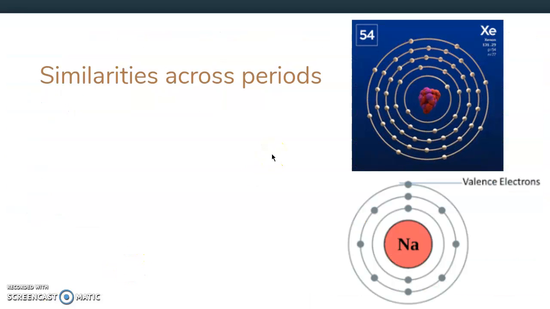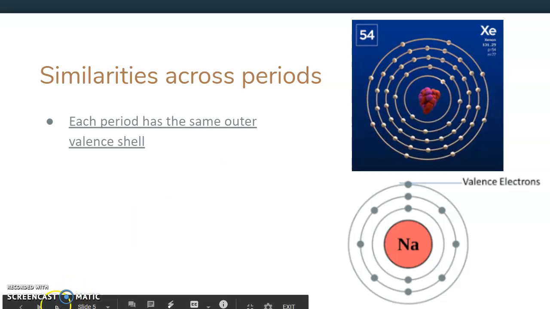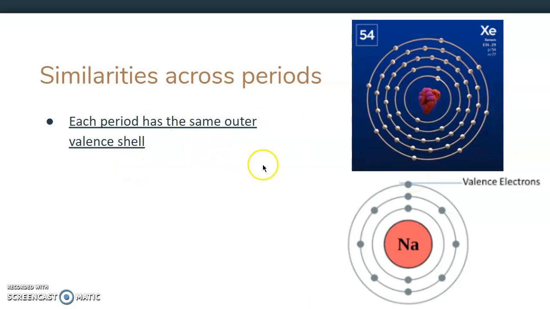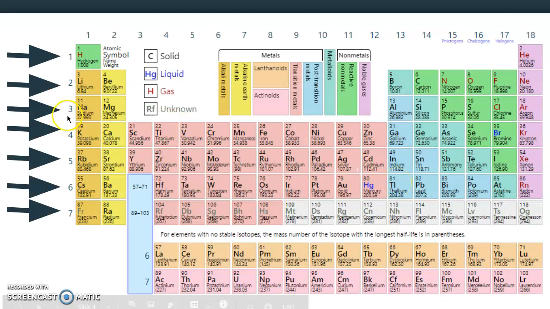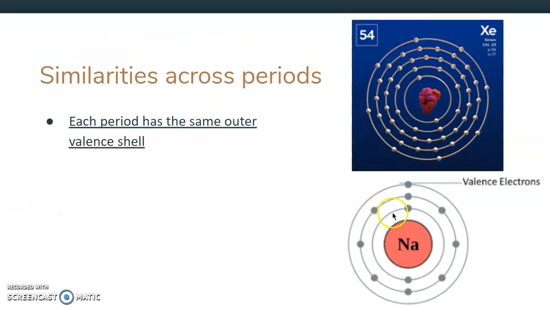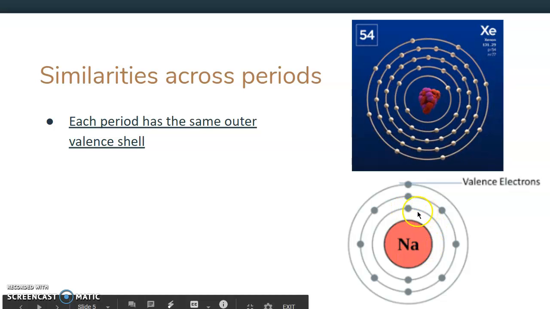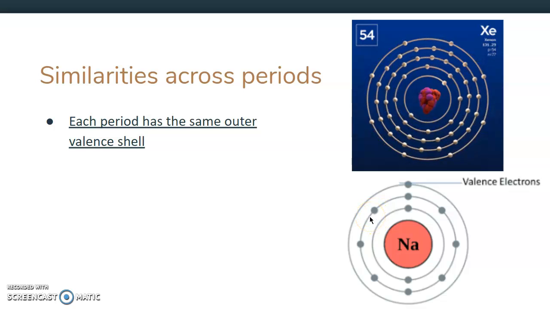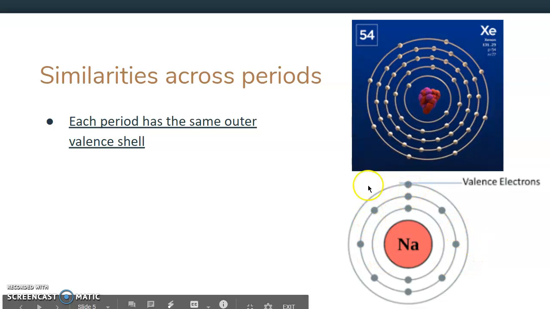So let's look at the similarities across each period. Each period has the same number of shells. That means that for every element in the 3rd period, sodium being in the 3rd period, every element would have the same amount of inner shells. So we'd have this inner shell of 2 electrons and the second inner shell of 8 electrons. And the only thing that would be changing is its valence shell.